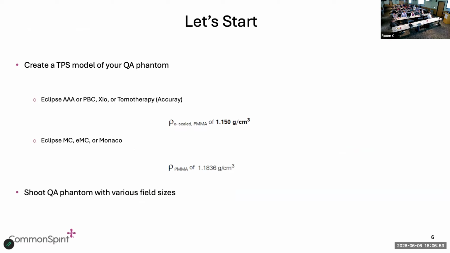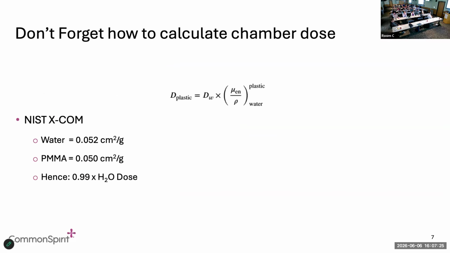So the next step, now that you know those numbers, is to create a treatment planning system model of your phantom. For AAA, they recommend AAA, PBC, or Acuros, starting at 1.15 grams per cubic centimeter. If you have Eclipse Monte Carlo, RayStation, or Monaco, then start at 1.18. And then it turns out that it's actually field size dependent, like what's happening with your measurements. I'll get into that in just a second.